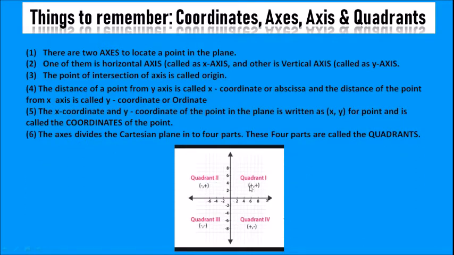Another important thing to remember here is that both x and y are positive in the first quadrant. In the second quadrant, x is negative, y is positive. In the third quadrant, both x and y are negative, whereas in fourth quadrant, x is positive, y is negative.